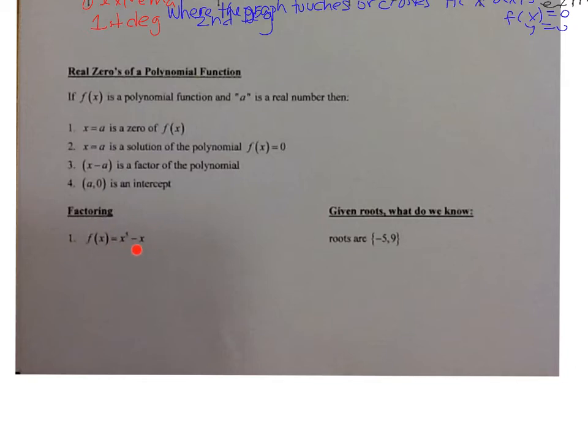I want you to find the solutions of x to the 5th power minus x. So this is one thing I know before I even solve this. I have possibly 5 zeros. Okay, so I want to find my zeros. So I know that x to the 5th minus x has to equal 0.